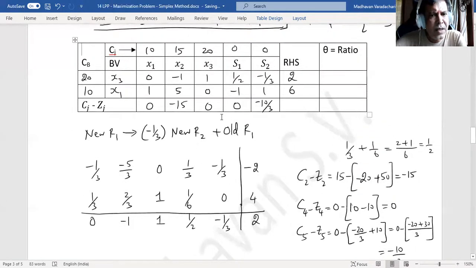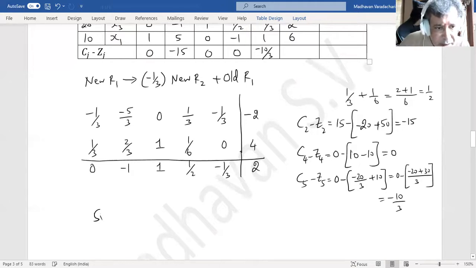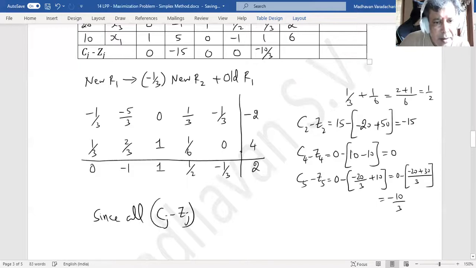So now, which is the most positive Cj minus Zj? Actually, it is nothing because this is 0, this is 0, this is 0. 0 is definitely neither positive nor negative, and these two are negative. That means there is no Cj minus Zj which is most positive. So at this stage, we say that we reached optimality. So I will say here, since all Cj minus Zj are either less than or equal to 0, we reached optimality.